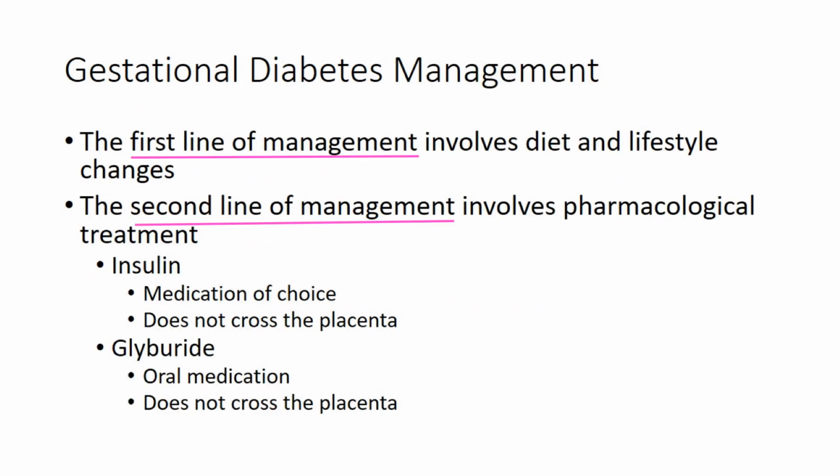The first line of gestational diabetes management involves diet and lifestyle changes. The second line of management involves pharmacological treatment. This includes insulin, which is a medication of the provider's and patient's choice, and this does not cross the placenta. Glyburide is an oral medication, and this also does not cross the placenta.